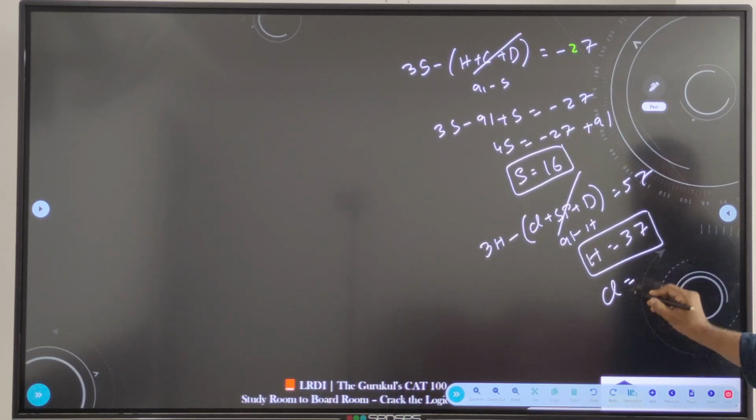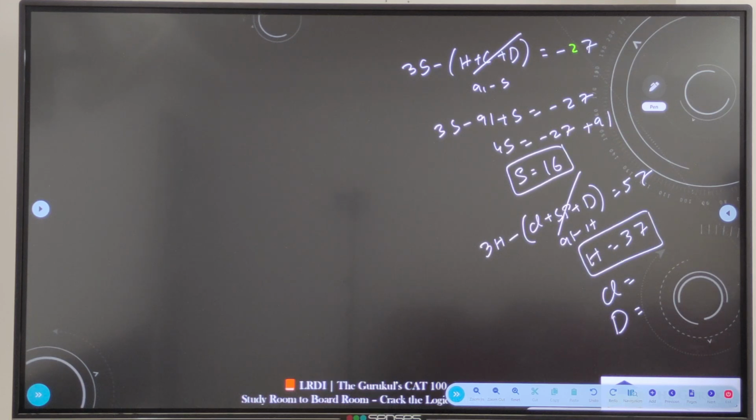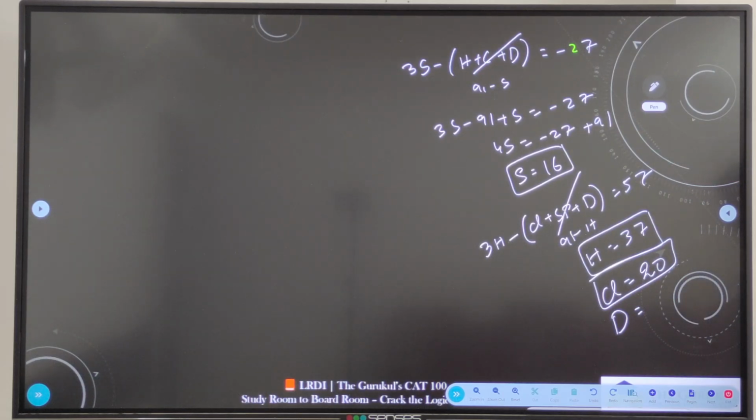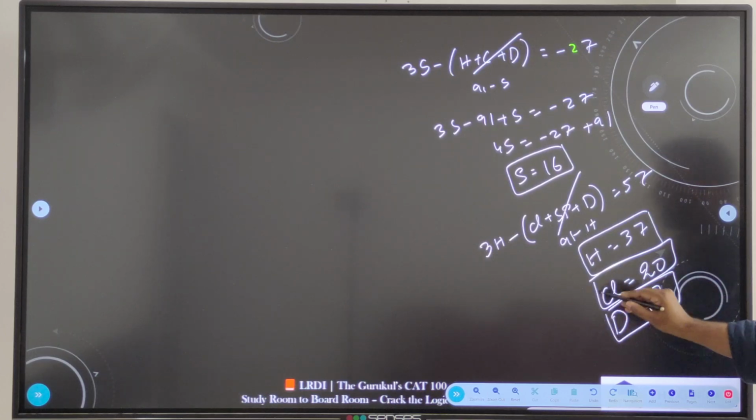Similarly, find out what is clubs and what is diamond also. What is clubs value? Very good. Clubs is equal to 20. Next, what is diamond value? Perfect. Diamond is equal to 18.